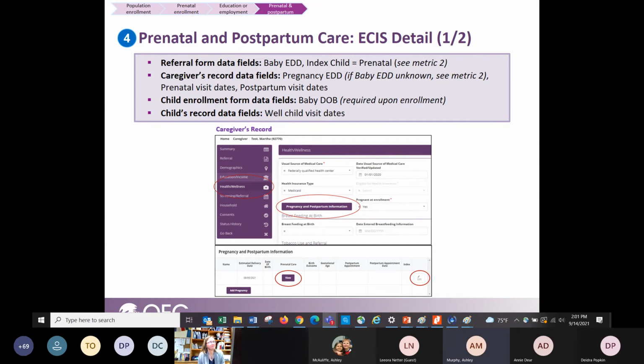And you would have to add the child or enroll them, Connie, so you can add the well child visits in. Right, exactly. Can a sibling count? Yeah, my understanding is that siblings count. And exactly, you would have to add them as a child in ECIS to enter all the information.